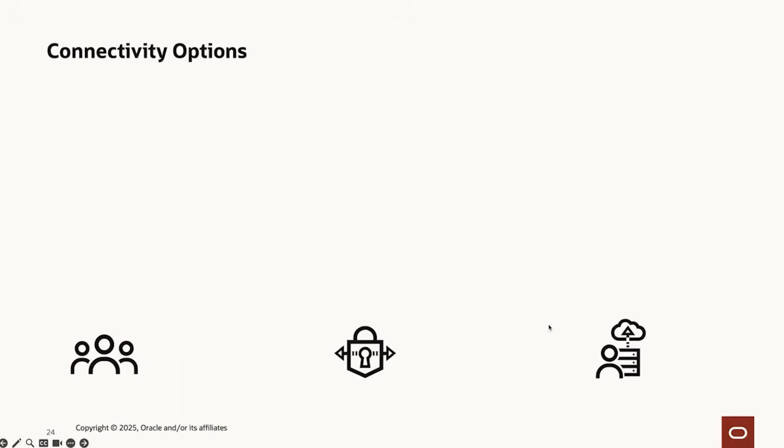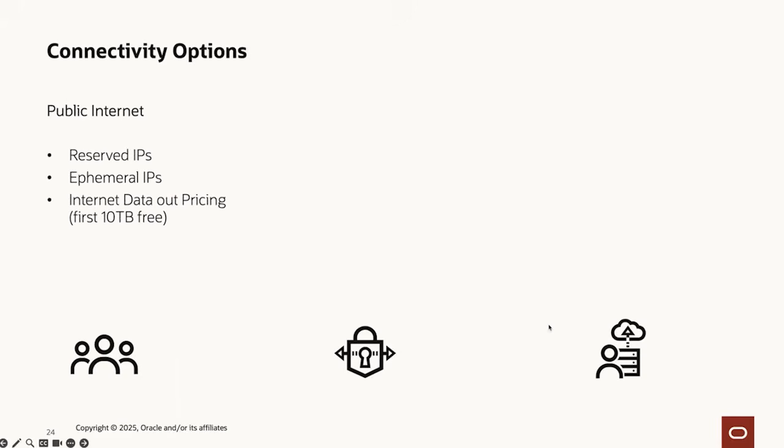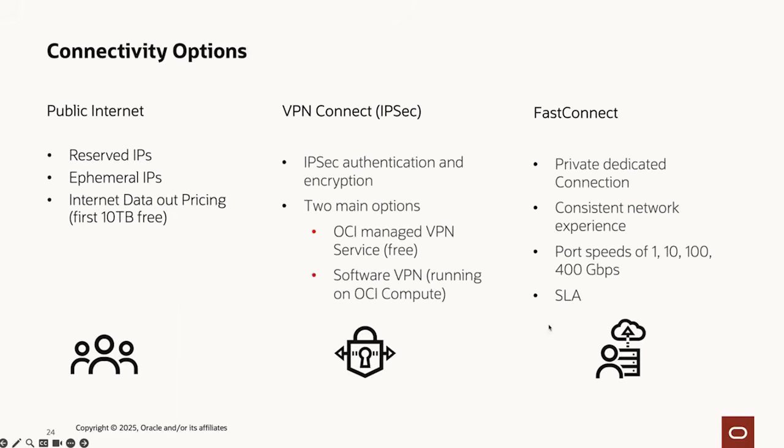Let's shift gears here and talk about connectivity options. When it comes to connectivity options within Oracle Cloud, these are the three main options: the public internet, our site-to-site VPN, and FastConnect. With the public internet, you'll have 10 terabytes per month free of internet data out pricing, and then there'll be a low charge if you exceed 10 terabytes per month. You also get reserved IPs and ephemeral IPs.